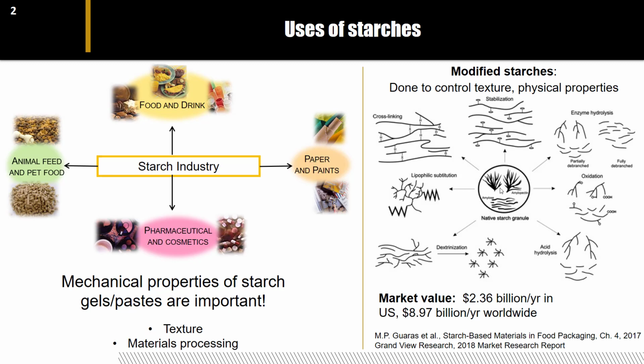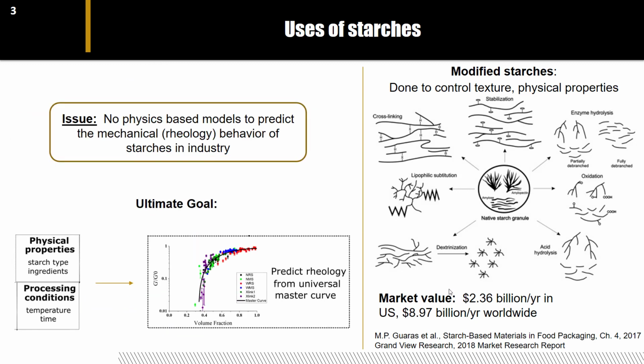The market value of these modified starches is about $2.36 billion a year in the US and about $9 million a year worldwide. So we see that industry spends a considerable amount of effort to modify the physical properties of starches so they can tailor its mechanical behaviors. But if you talk to people in industry, you find that they really don't use any physics-based models to predict the rheological behavior of starch dispersions. So we want to know if we can develop a model that can predict the rheology of a starch dispersion based on its physical properties and its processing conditions. If we can do this, we can save industry a lot of time as well as a lot of money in materials development.